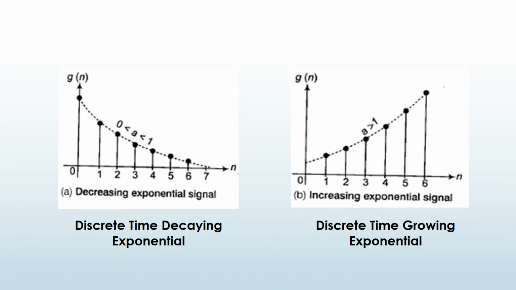So here shown the decaying exponential signal and growing exponential signal. The decaying or decreasing exponential signal is defined for 0 less than a less than 1, and the increasing or growing exponential signal is defined for values of a greater than 1. Okay, so that's about the exponential signal.